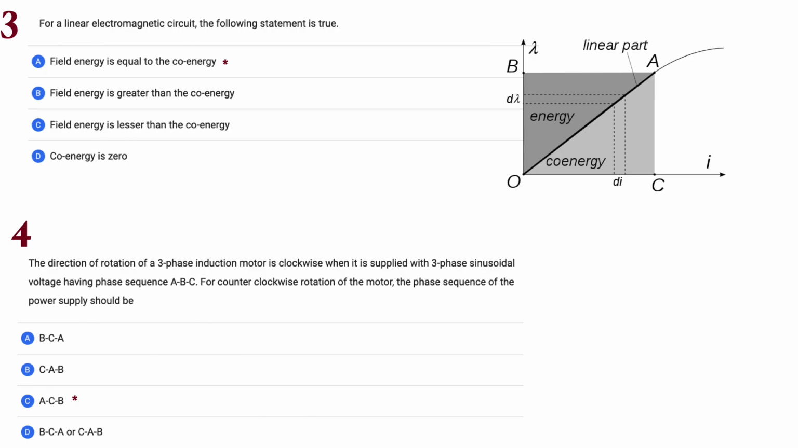So now let's look at the fourth question. What does it tell us? It tells us that the direction of rotation of a 3-phase induction motor is clockwise when it is supplied with 3-phase sinusoidal voltage having phase sequence ABC. So this is the general phase sequence. For counterclockwise rotation, that's also possible. What do you do? You just take 2 phases and interchange them. So the counterclockwise happens, and so the phase sequence has changed.